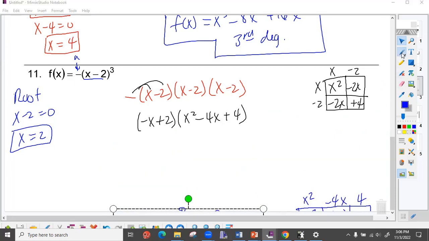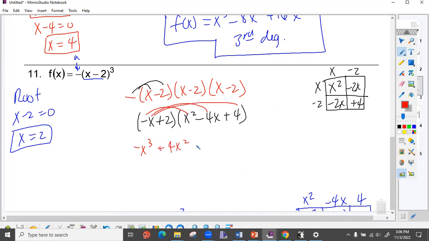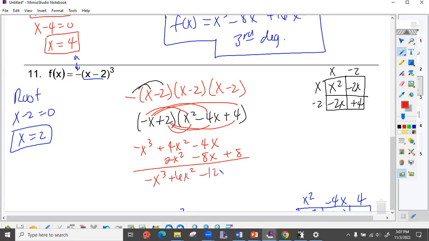Okay. So if you wanted to see it as a FOIL, then I would do negative x cubed, positive 4x squared, negative 4x, 2x squared, negative 8x, positive 8, and I'm going to end up with negative x cubed plus 6x squared minus 12x plus 8. Same thing.